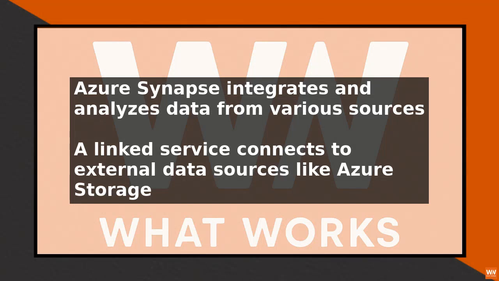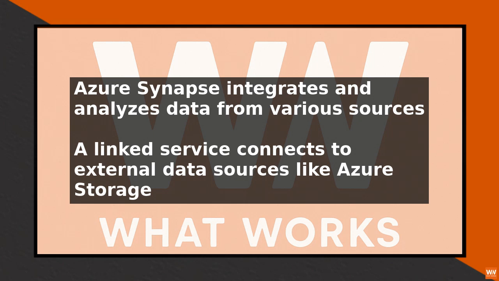Introduction to Azure Synapse Link Service. Azure Synapse is a powerful analytics platform that allows you to integrate and analyze data from various sources. A link service in Azure Synapse is a connection to an external data source, such as Azure Storage, Azure Databricks, or an on-premises SQL server. In this tutorial, we will walk through a step-by-step guide to creating an Azure Synapse link service.